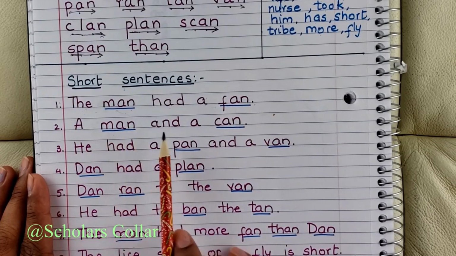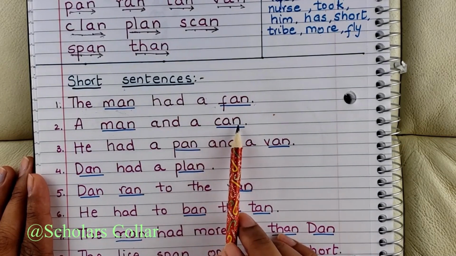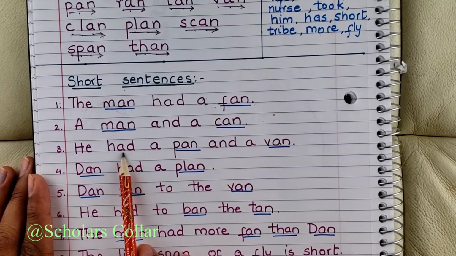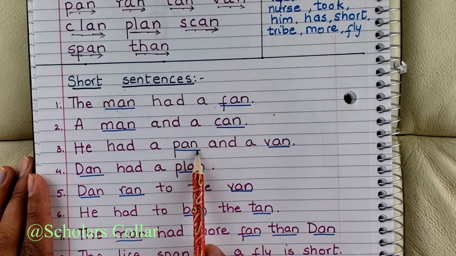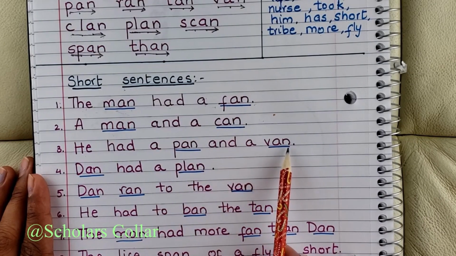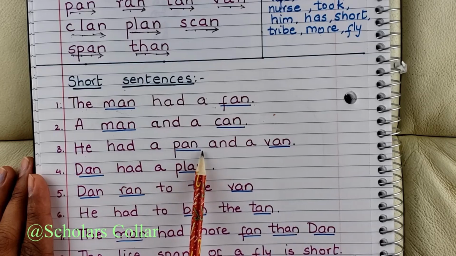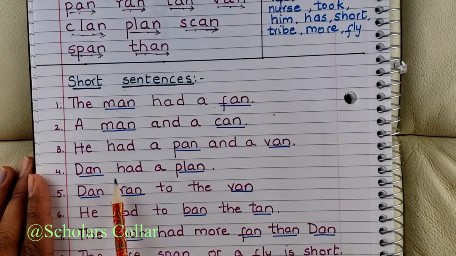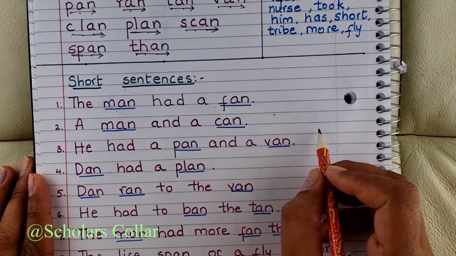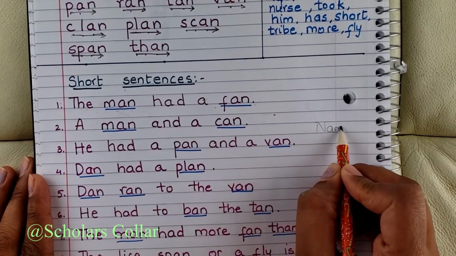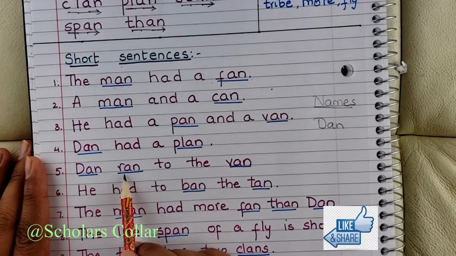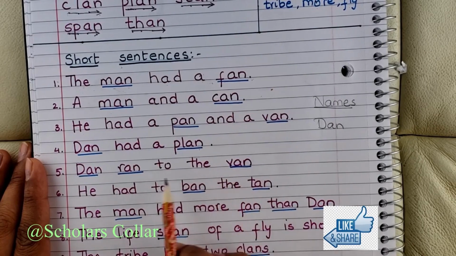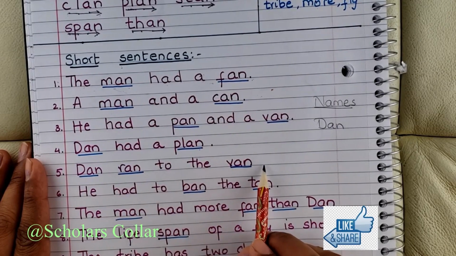A man had a k, an, can. A man and a can. He had a p, an, pan and a v, an, van. He had a pan and a van. And Dan had a pl, an, plan. Dan had a plan. And Dan ran to the v, an, van. Dan ran to the van.